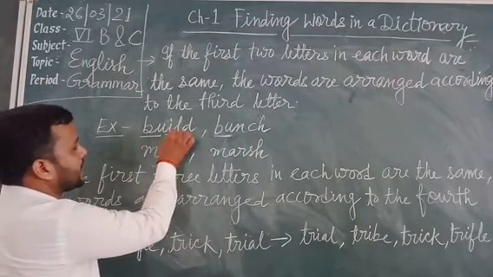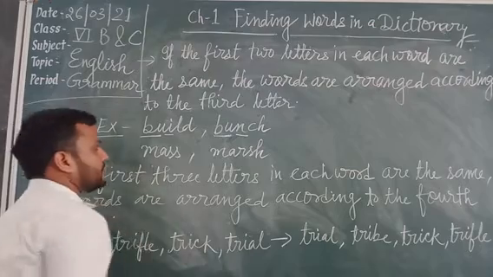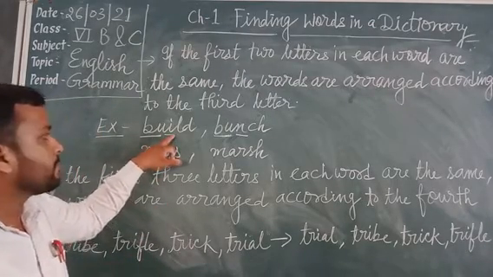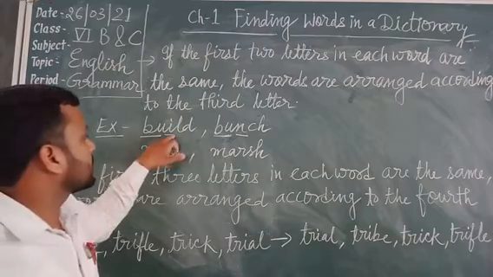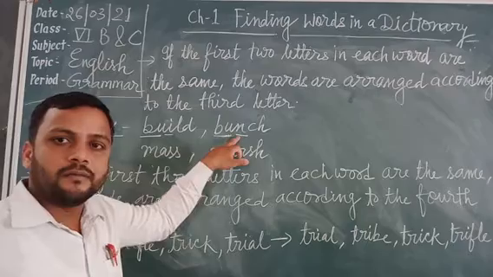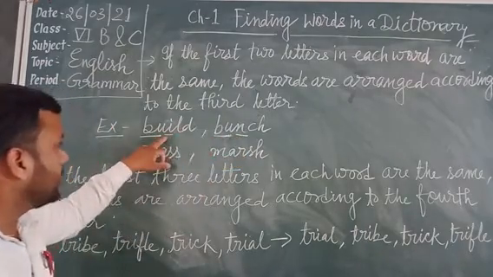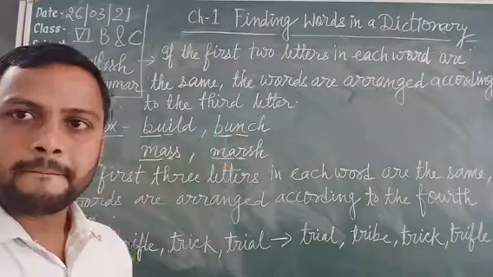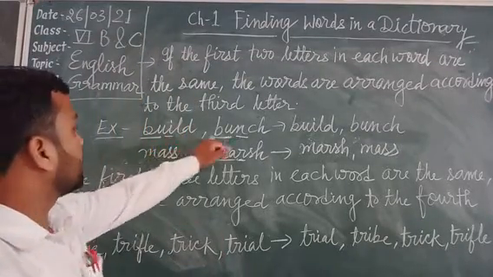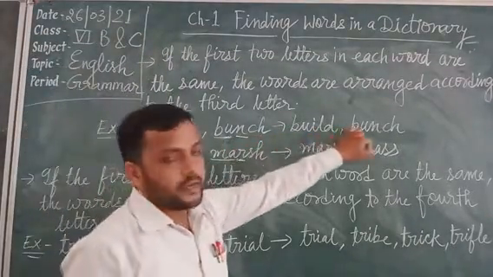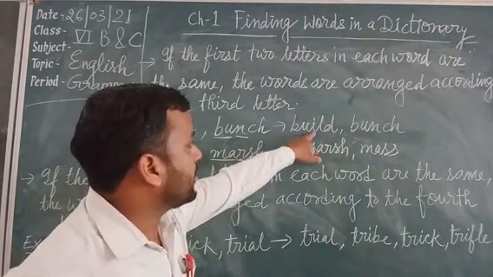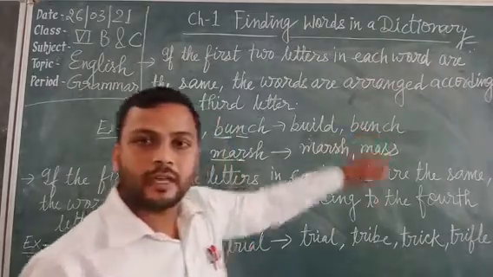The third letter is I, and here N. So I will come first in the alphabet, and then N will come after. So build will be written first, and then bunch. I comes first in the alphabet, and N comes after.